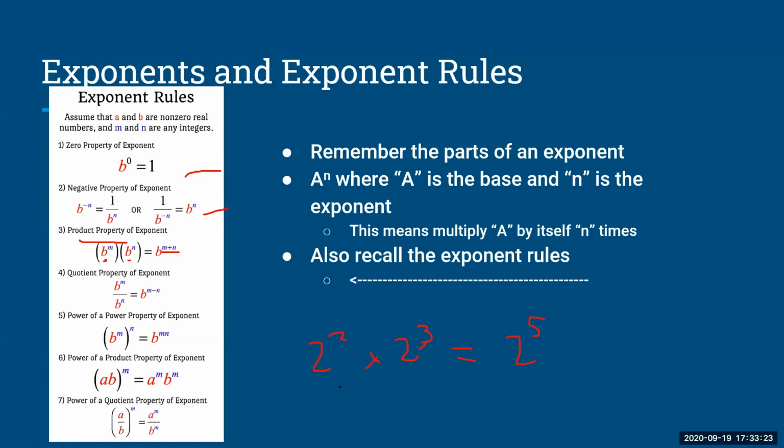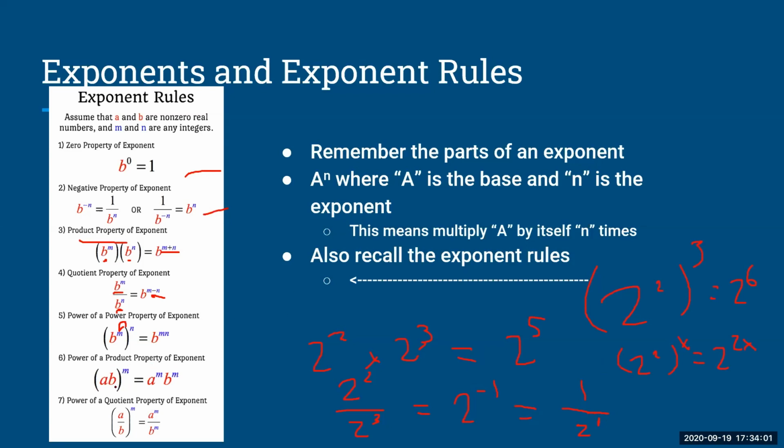Fourth rule, basically the same concept, except when you're dividing and they have the same base, you just subtract the exponents. So this equals 2 to the negative 1, or 1 over 2. Fifth one, I don't see this very often, but remember, if you have a power to a power, you simply multiply the exponents. So if you had 2 to the 2nd to the 3rd, that equals 2 to the 6th. Likewise, if you had 2 to the 2nd to the x power, that equals 2 to the 2x power. That's totally valid as well.